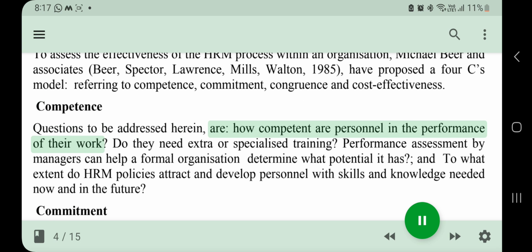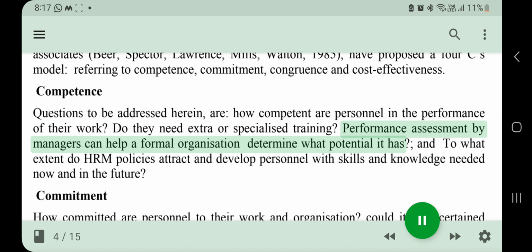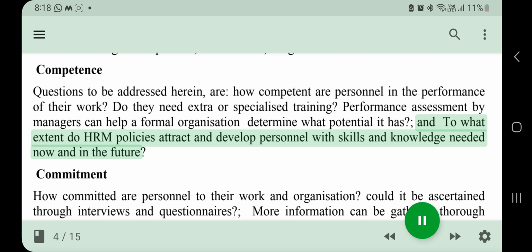Competence. Questions to be addressed herein are: how competent are personnel in the performance of their work? Do they need extra or specialized training? Performance assessment by managers can help a formal organization determine what potential it has. And to what extent do HRM policies attract and develop personnel with skills and knowledge needed now and in the future?